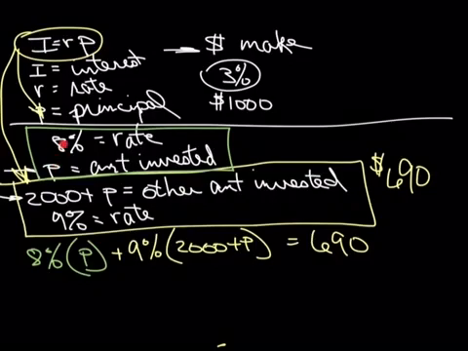Does that make sense? The amount we invested, P, at 8%, we multiply those because rate times principal will give us how much money we made. This one was 2,000 more than what we invested up here, so 2,000 plus P would be our other chunk that we invested at 9%. And when we added the interest together, we got $690. So how much is invested in each account? What we're looking for is P and P plus 2,000.